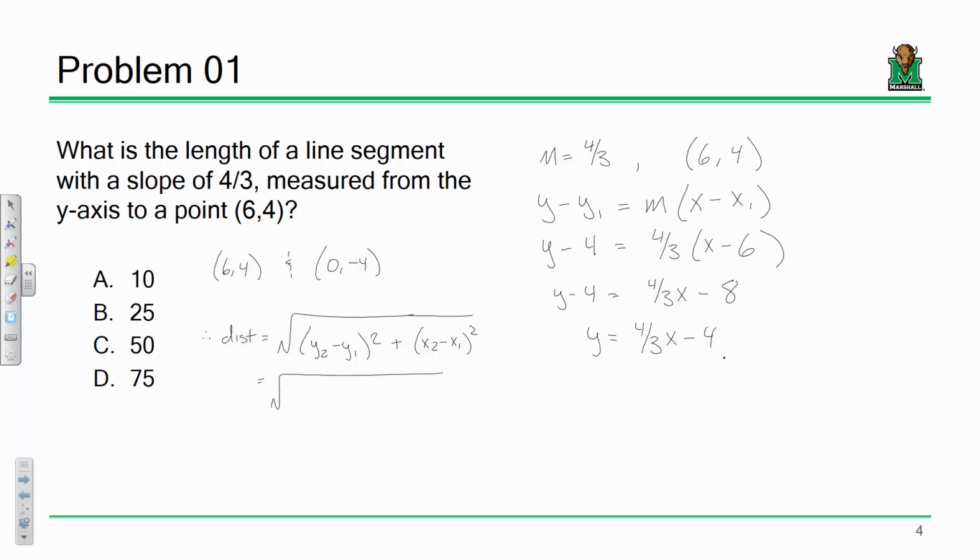So square root of, what do we have? We have 4 minus -4 squared plus 6 minus 0 squared. So that's the square root of 8 squared plus 6 squared, which is the square root of 64 plus 36. Square root of 100, which is 10.